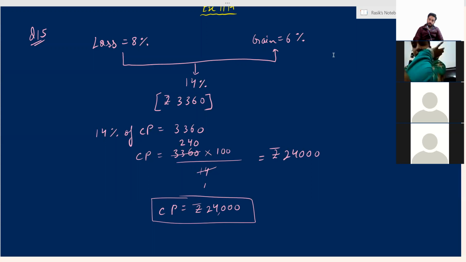Clear? Yes, sir. So now I'm tired doing math for 2 periods. We have done too many questions in the last 2 periods, right? Yes, sir. And that too of profit and loss. Zyada dimag laga liya.